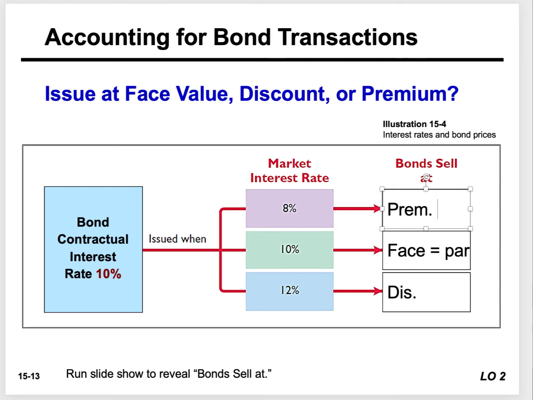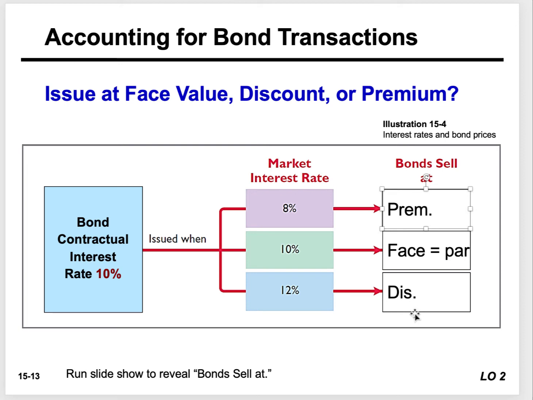Next thing we want to look at are the journal entries. What are the journal entries? You're definitely going to want to have this in your notes. If we issue a bond at a discount, what does that mean? That means the effective rate, also known as the market rate, is higher than the contractual interest rate, also called the stated rate.